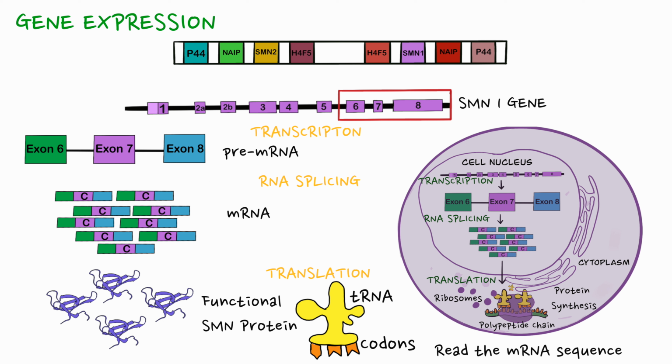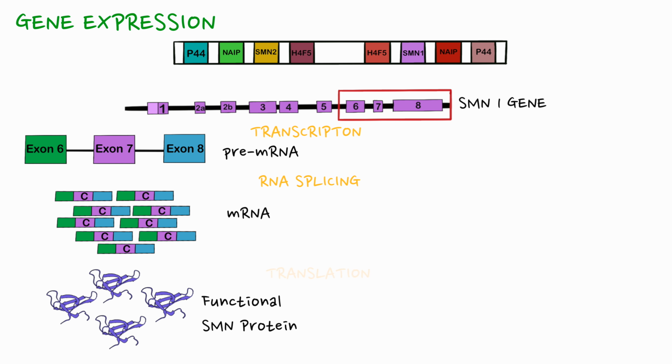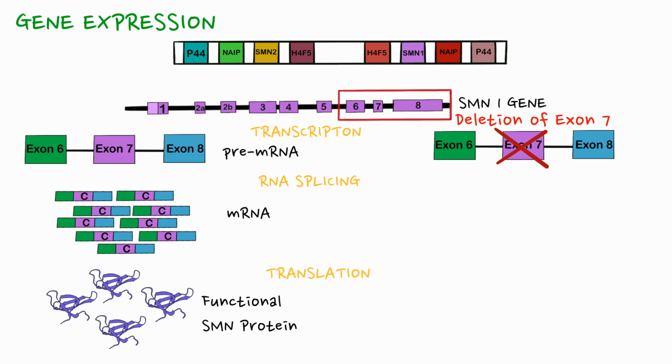In case of the SMN gene, this protein is the survival motor neuron protein, which plays a crucial role in motor neuron health and function. Any disruptions or mutations in this process can lead to disorders like spinal muscular atrophy due to impairment of protein function. The deletion of exon 7 disrupts the normal process of gene expression, so one of the problems it causes is altered RNA splicing.